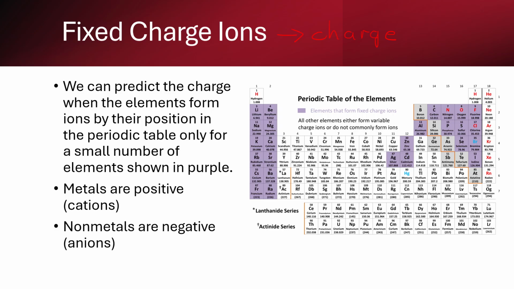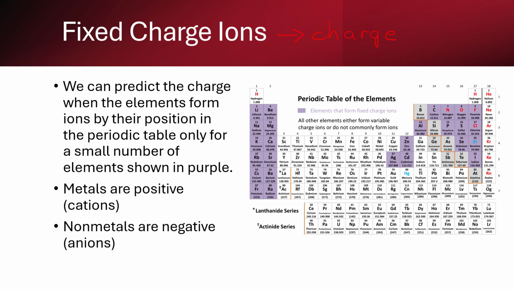But if we end up with more electrons than protons, we have more negative charges than positives, and so we get an ion that has a negative charge. We call those anions. If we have fewer electrons than protons, we have more positive than negative charges, and we end up with a positive charge overall on the ion. That happens with metals, and we call those cations.